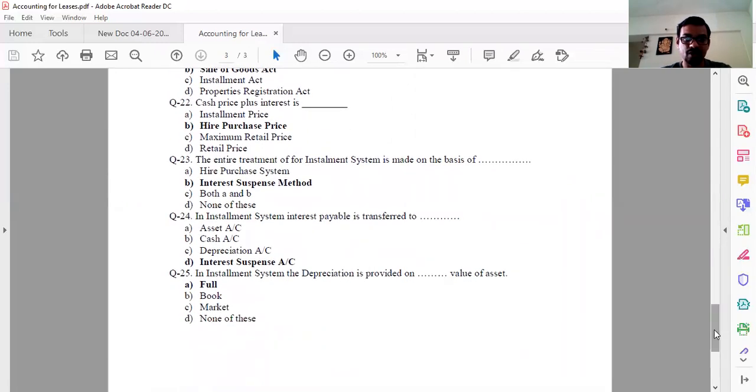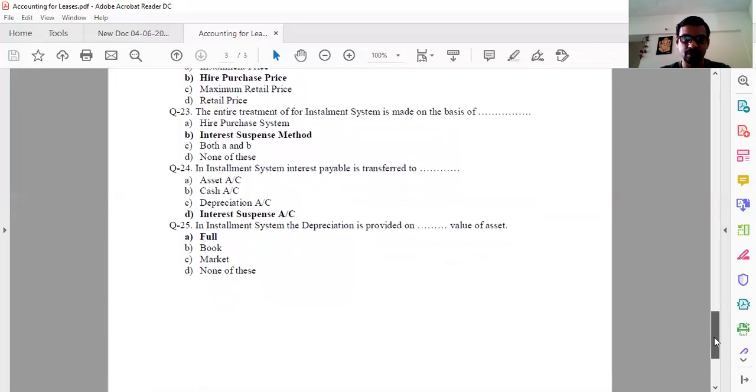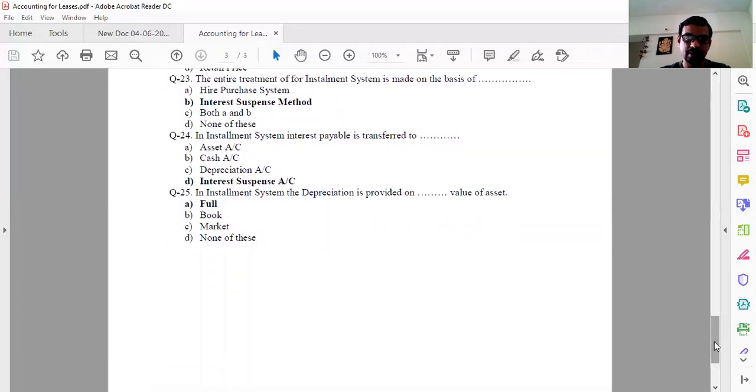The entire treatment for installment system is made on the basis of dash: hire purchase system, interest suspense method, both A and B, and the last one, none of these. The right answer is interest suspense method. Then in installment system, interest payable is transferred to dash account: asset account, cash account, depreciation account, or interest suspense account. The right answer is interest suspense account. And the last, in installment system, the depreciation is provided on dash value of asset: full, book, market, or none of these. The right answer is full value.